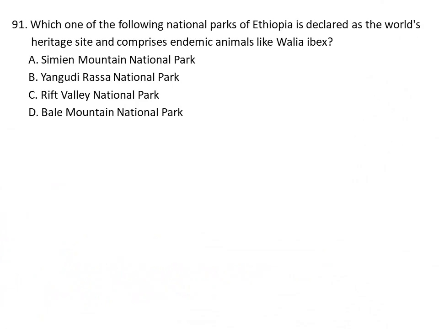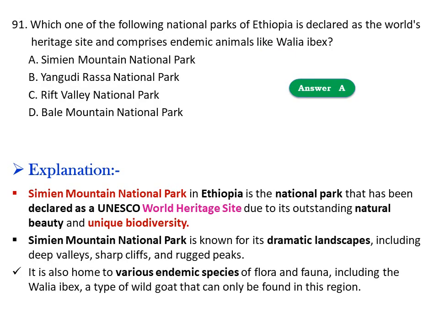Question number 91. Which one of the following national parks of Ethiopia is declared as a World Heritage Site and comprises endemic animals like walia ibex? So the answer would be Semien Mountain National Park. A, Semien Mountain National Park in Ethiopia has been declared a UNESCO World Heritage Site due to its outstanding natural beauty and unique biodiversity.